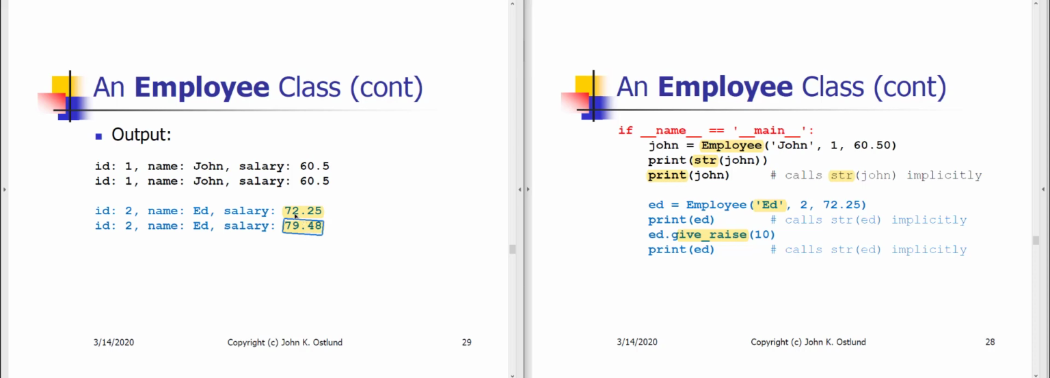72.25 plus 7.225 is going to give us exactly 79.475. But we can't pay somebody half a penny an hour, so that gets rounded up to 48 cents an hour.